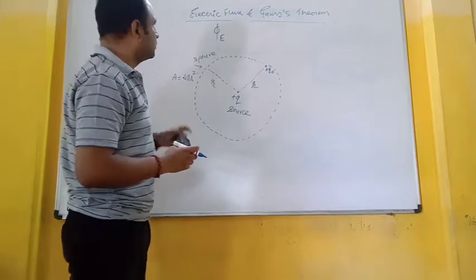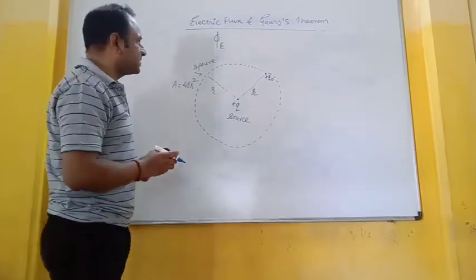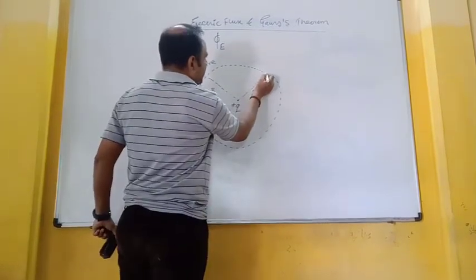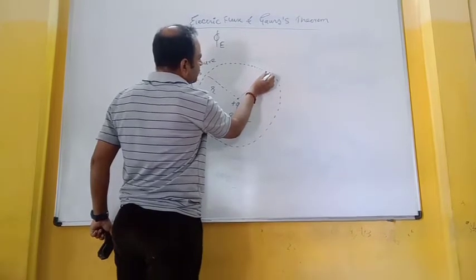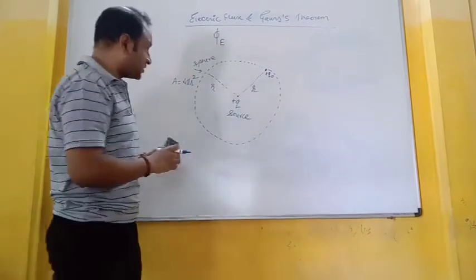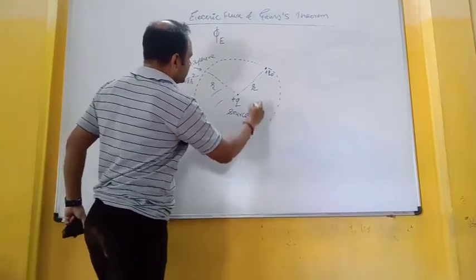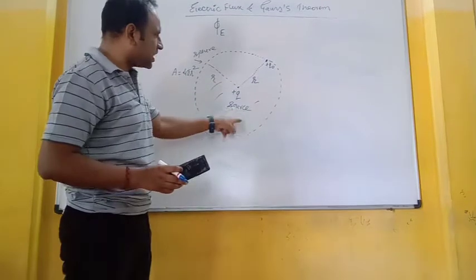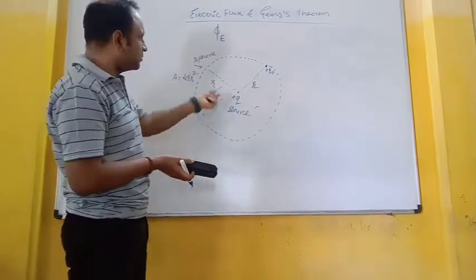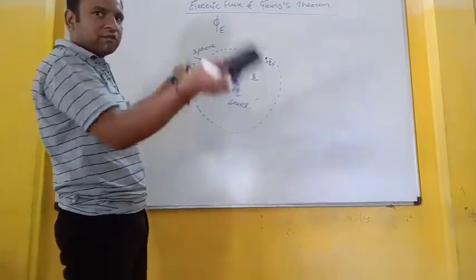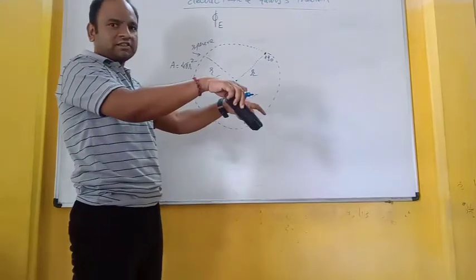Now let us see the concept of electric flux. Suppose at this very point I consider a very small area of this sphere. It is a sphere, mind, not a circle. It may look like a circle, but it is basically a three-dimensional sphere. Your source charge is enclosed inside that sphere, so this is an example of a closed surface.